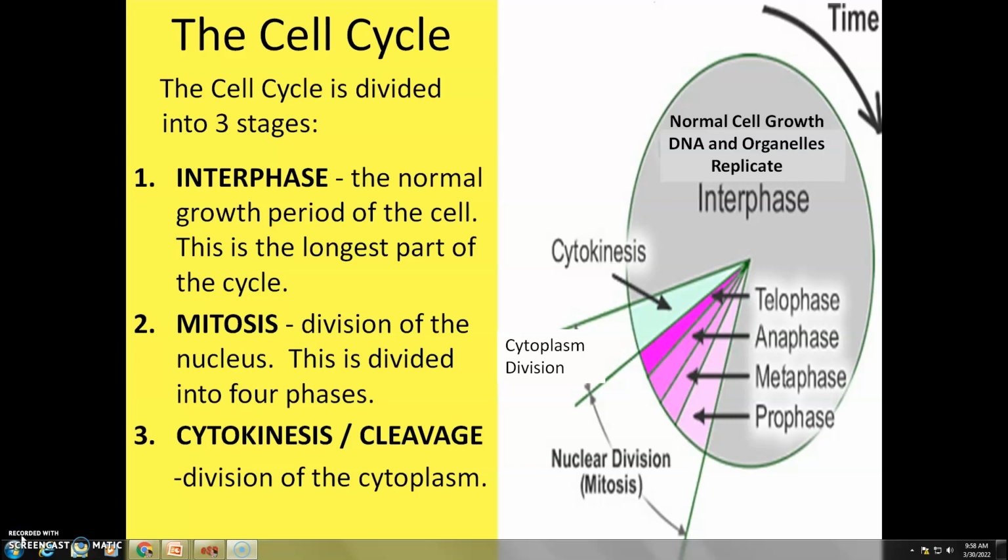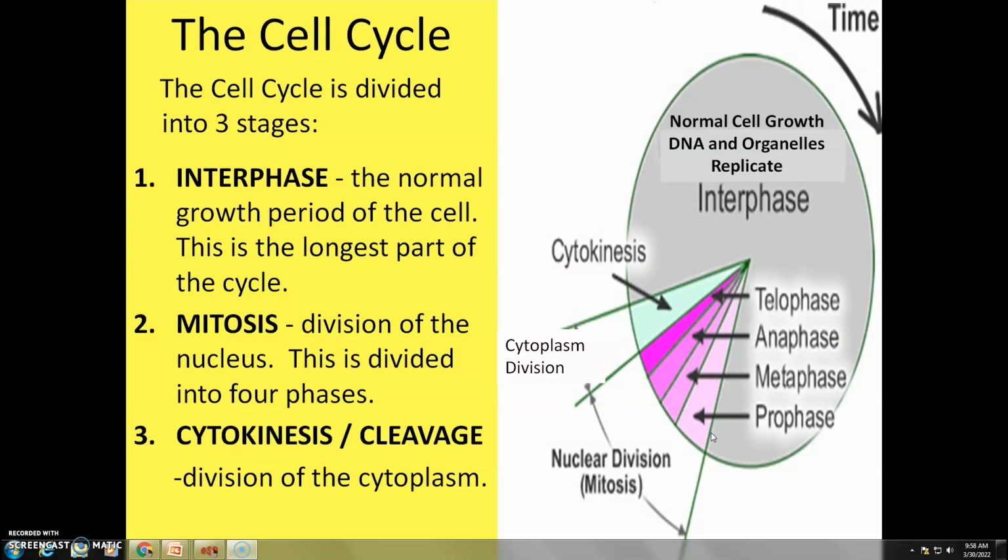So here are the three parts of the cell cycle. We have interphase, we have mitosis, and then there's cytokinesis. As you can see with the pie chart looking thing over here on the side, interphase is a huge part of the cell cycle. During interphase, the cell is going through a growth period. It is doing all its normal cell processes, and it is definitely the longest part of the cycle.